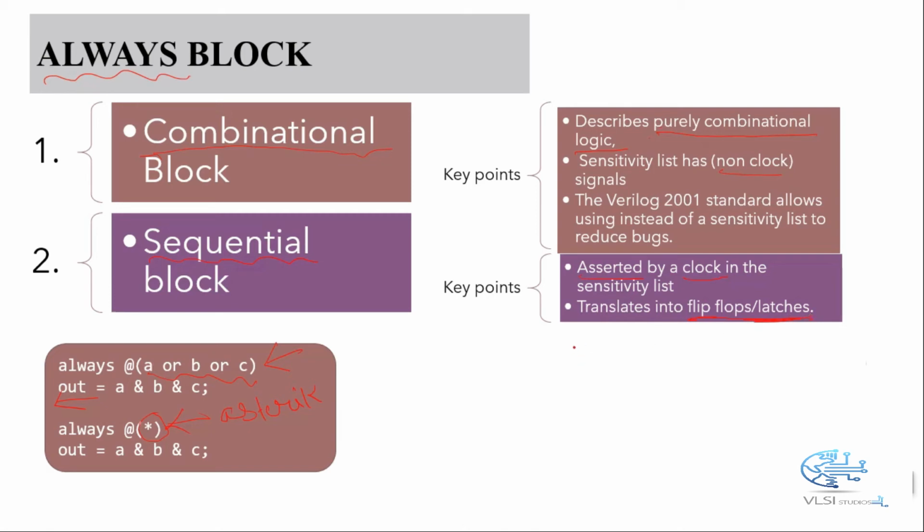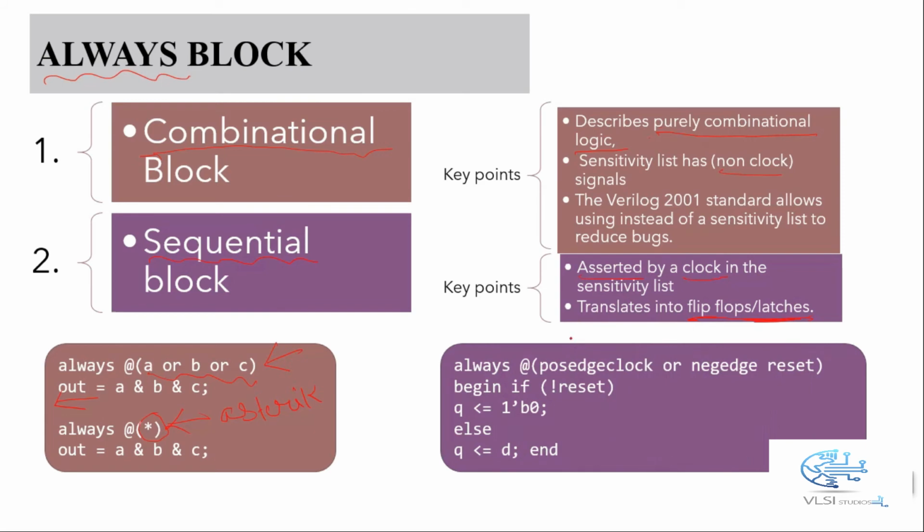So here is an example of the sequential block using the always statement. The first thing is that we define always with an @, and here we define our sensitivity list. In the sequential block, it is the positive edge clock, or we can use the negative edge clock. We can define it as synchronous, or we can define it as asynchronous. So after the always block, we go for the begin and the end. Inside we define our logic.